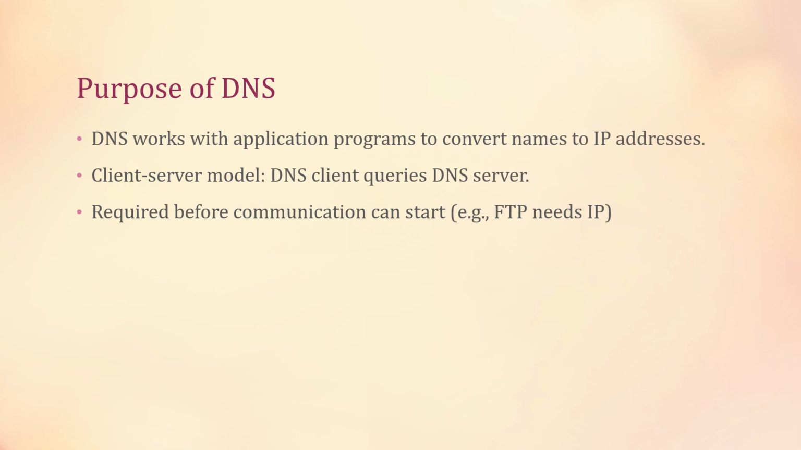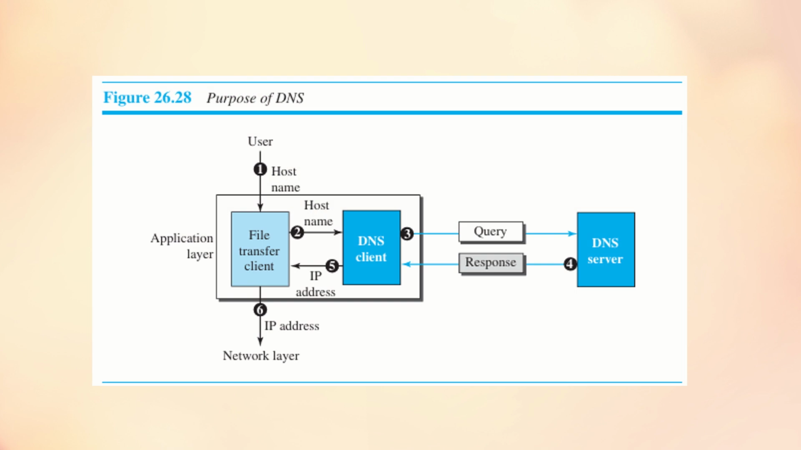Now, coming to the purpose of DNS. The following figure shows how TCP/IP uses a DNS client and a DNS server to map a name to an address. A user wants to use a file transfer client to access the corresponding file transfer server running on a remote host. The user knows only the file transfer server name. However, the TCP/IP suite needs the IP address of the file transfer server to make the connection.